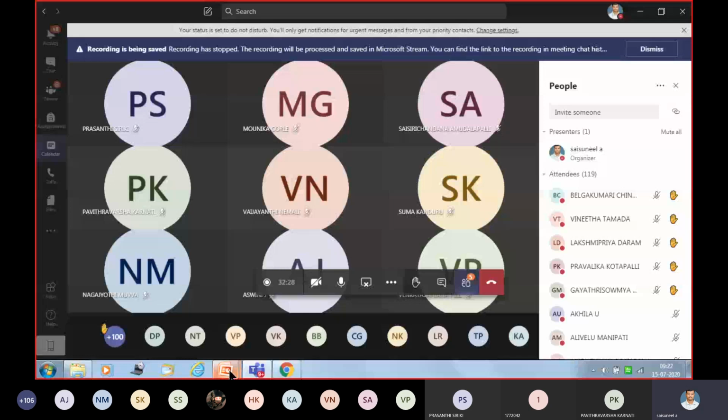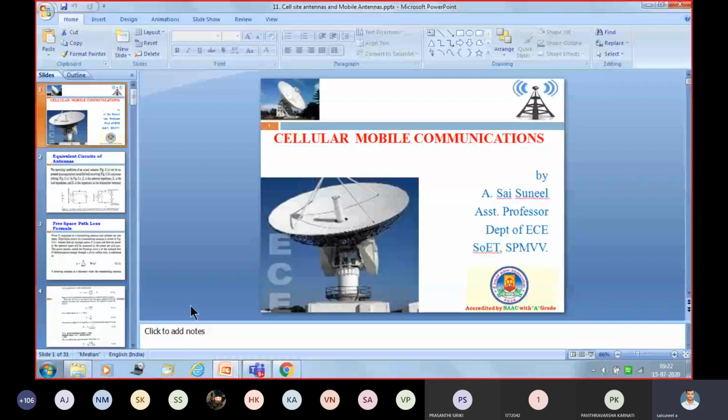Right. The next topic is cell site and mobile station antennas. What are the types of mobiles? What are the types of antennas in your mobiles? And what are the antennas we should use at a cell phone tower? Now we discuss the concept of cell site antennas and mobile antennas.